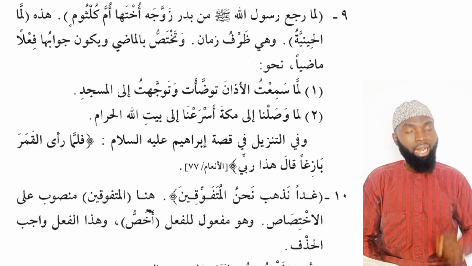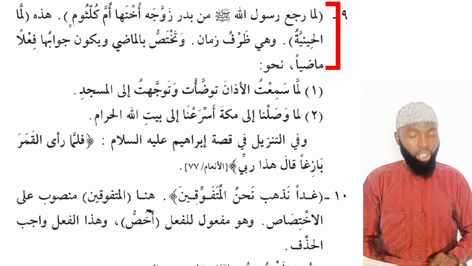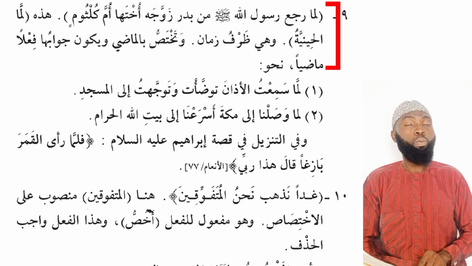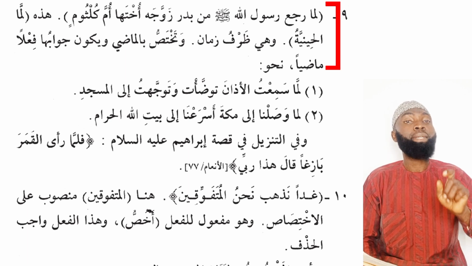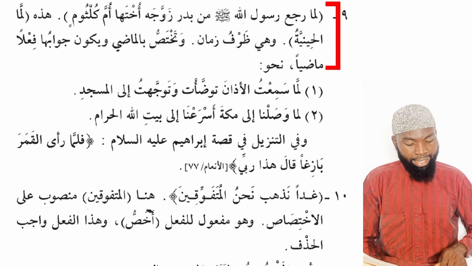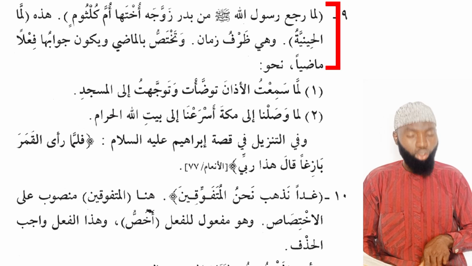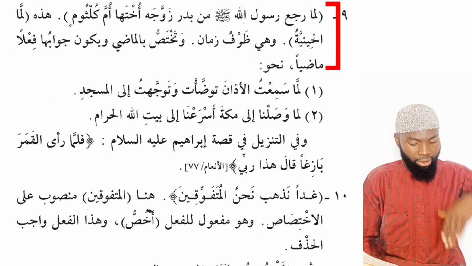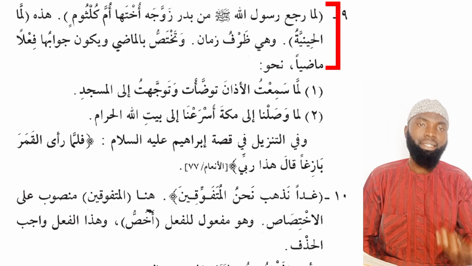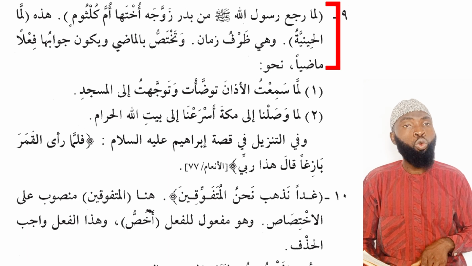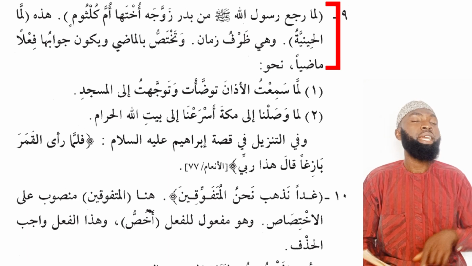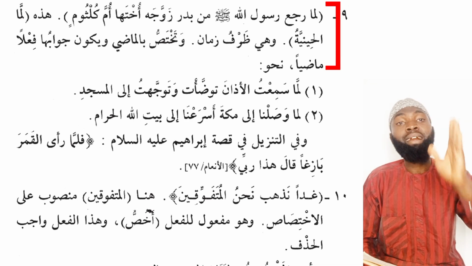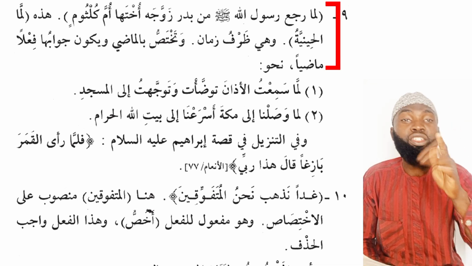So now let's look at here. We have لما رجع رسول الله صلى الله عليه وسلم من بدر زوجه أختها أم كلثوم. This was what we found in the passage that we have read in the link placed above. He said لما رجع رسول الله صلى الله عليه وسلم, when the messenger of Allah, may the blessing and peace of Allah be upon him, when he returned من بدر, from Badr, زوجه أختها أم كلثوم, he gave the hand of Kulthum to him in marriage, meaning he married Kulthum to him, which is Uthman.